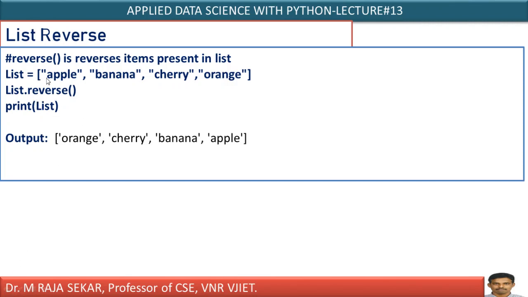Reverse function. I have a list of elements. Apple, banana. Anyway, this list we already discussed. List dot reverse means what? Orange, cherry, banana, apple. That's what.